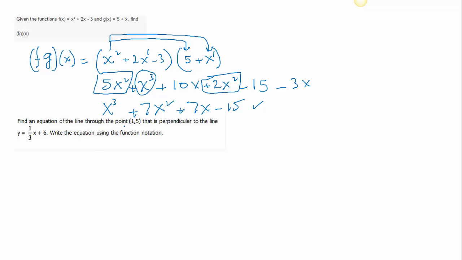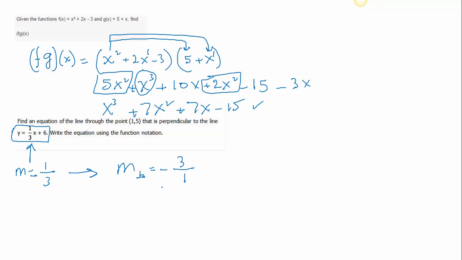Find an equation of the line through the point (1, 5) that is perpendicular to the line y equals 1/3 x plus 6. Write the equation using function notation. So this is the given line, y equals 1/3 x plus 6. The one that we're trying to find is perpendicular to this line. So right away, the slope of this line is 1/3, right? It comes from y equals mx plus b. Now this implies the perpendicular line should have a slope of the negative reciprocal. So we're going to flip this fraction and add a negative sign.